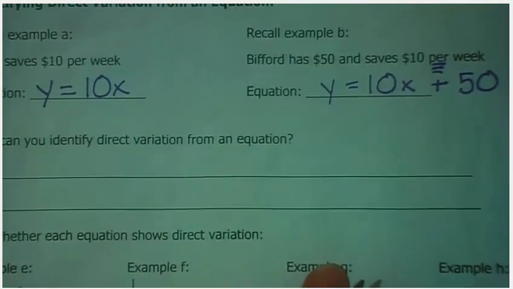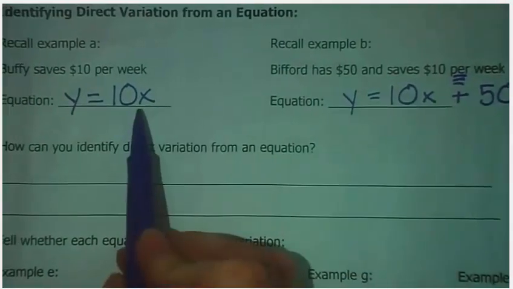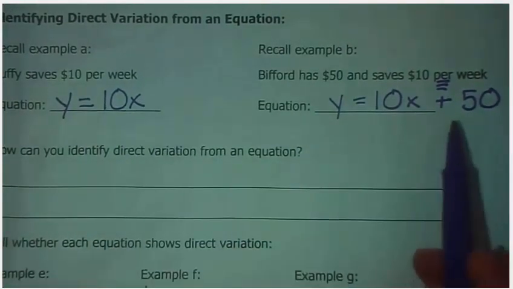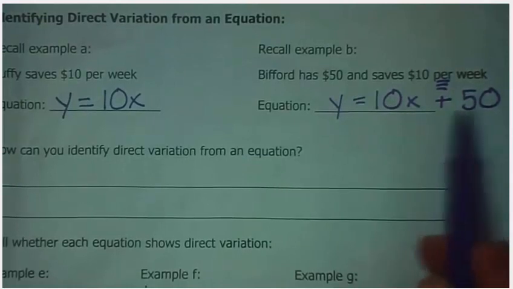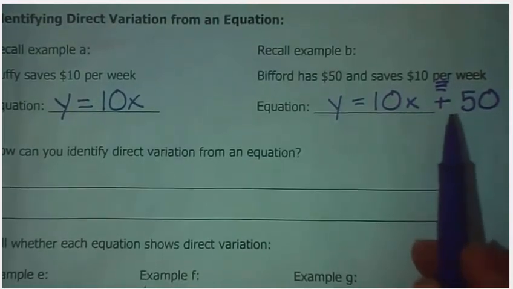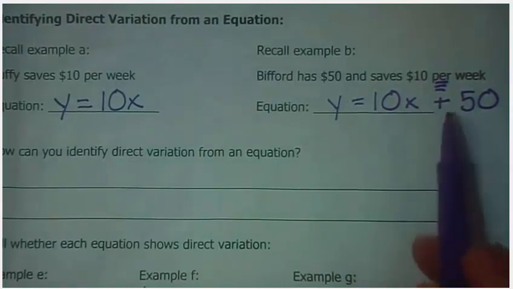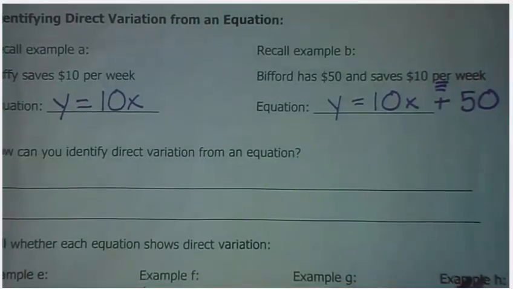Well, the one with direct variation doesn't have anything extra. There's nothing extra added on. One that does not have direct variation, like Biff's, because we recalled from his data table that he did not show direct variation. Whenever there's that little extra something added on, there's not direct variation.